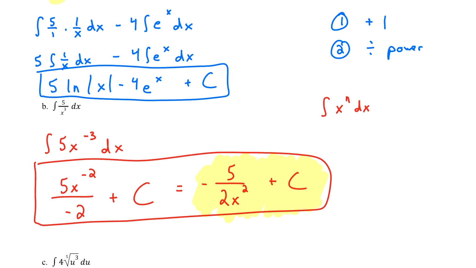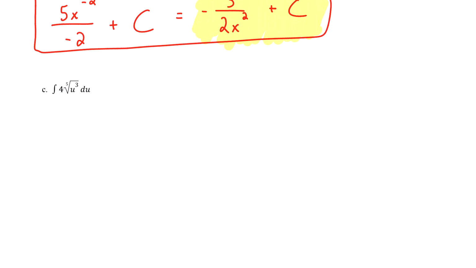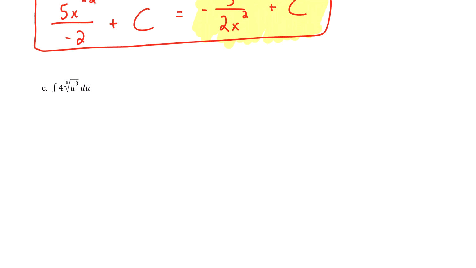Let's look at one last example in this video. Here I have the indefinite integral of 4 times the 5th root of u to the 3rd power du. So here I'm integrating with respect to u, which just means my variable I'm thinking about is u instead of x. If you wanted to think about this problem as 4 times the 5th root of x to the 3rd power dx, it's going to look almost exactly the same. We're just replacing x with u. But let's keep our variable there.